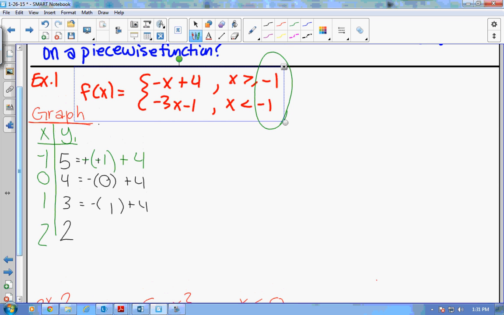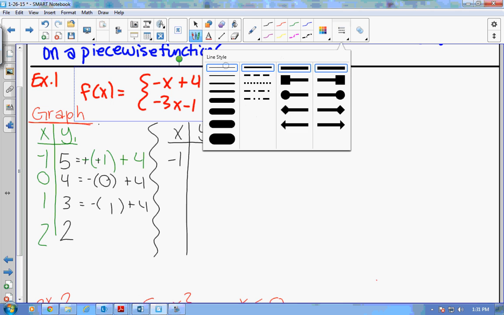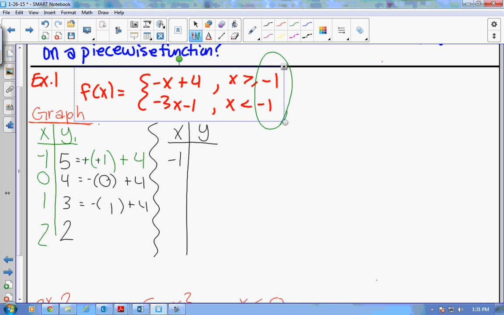Now we're going to do a second chart for the second piece. Again, starting on that crucial point. Where's the crucial x coordinate? -1. So we actually plug in -1 on both of them. And then we continue with whatever the restricted domain was. This is from x's less than -1. Topeka, can you give me some x's in order less than -1? Yep. Keep going. Give me a couple more.